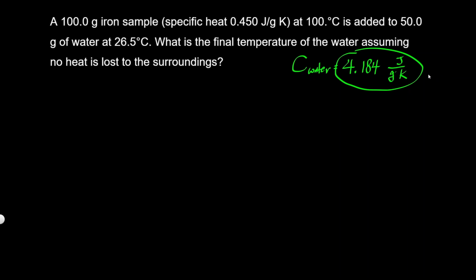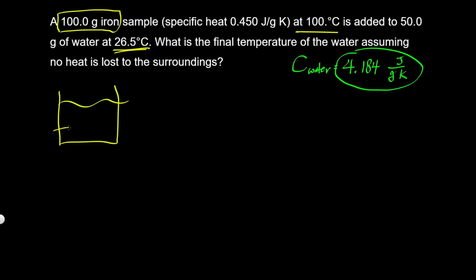Okay, you may pause the video and try this by yourself first. So we have 100 grams of iron sample at initial temperature 100 degrees. It's added to 50 grams of water. Water's initial temperature is that. So what's going on here?